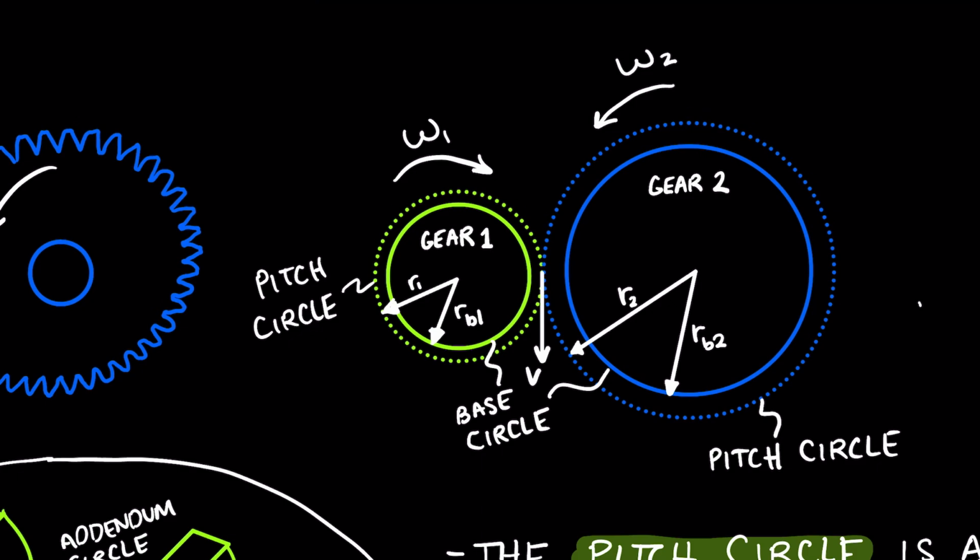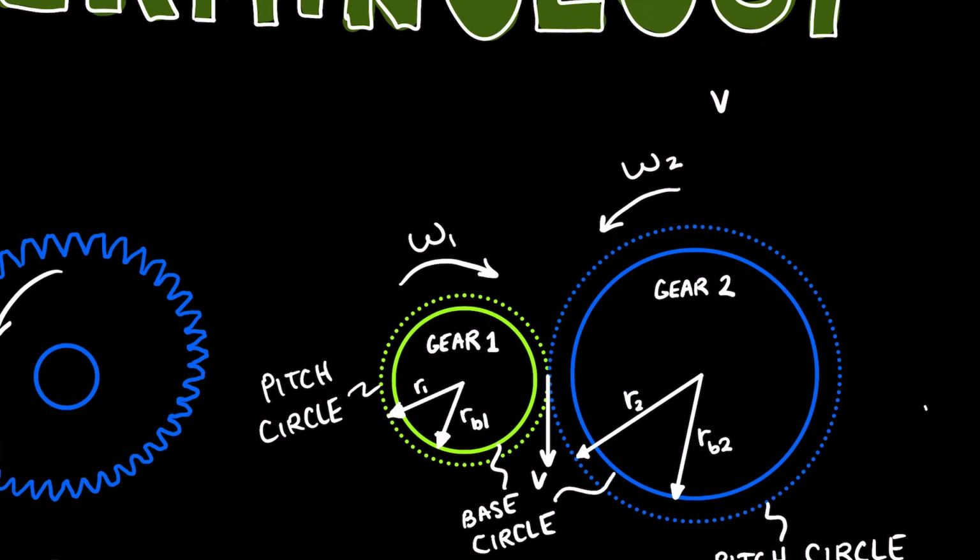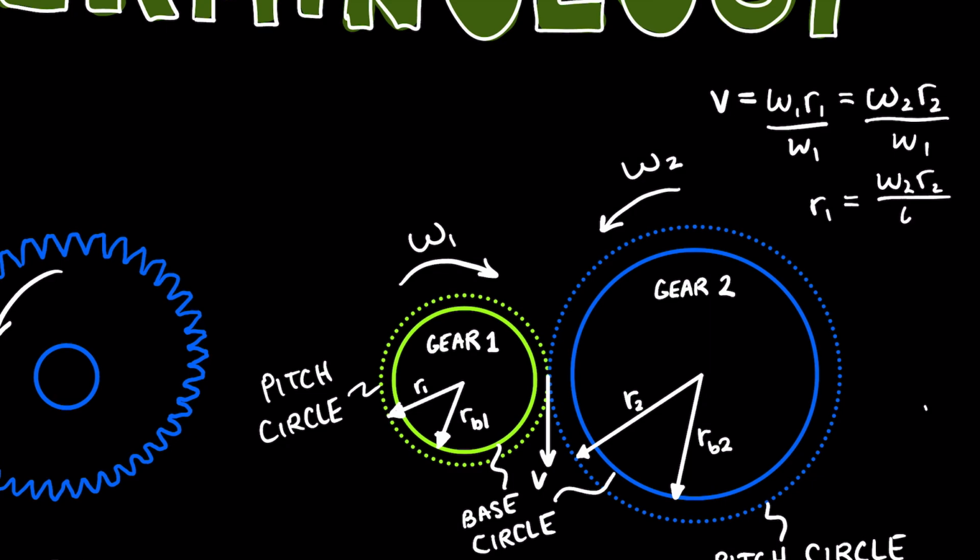And this is the basis for what we called the angular velocity ratio, because if I know that v is equal to omega 1 r1 is equal to omega 2 r2, then I can divide both sides by omega 1, and I get that r1 is equal to omega 2 r2 over omega 1.